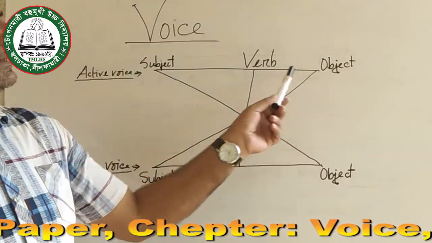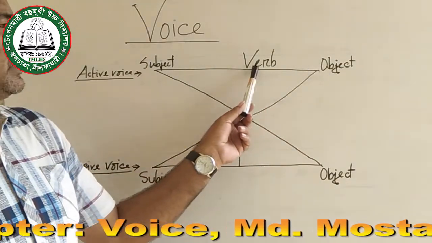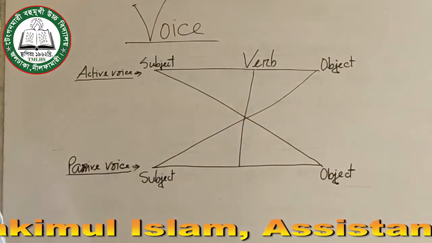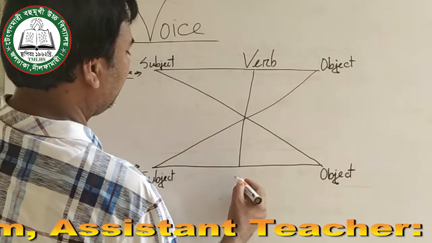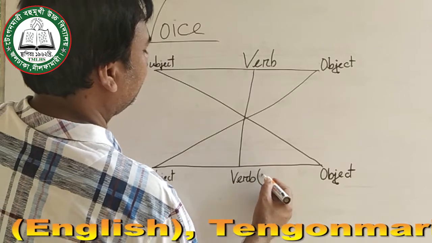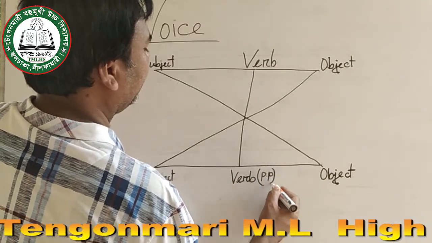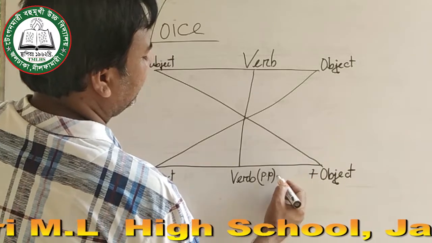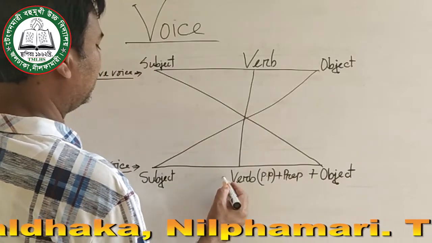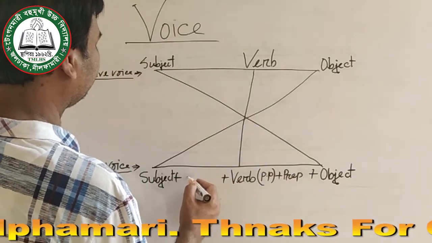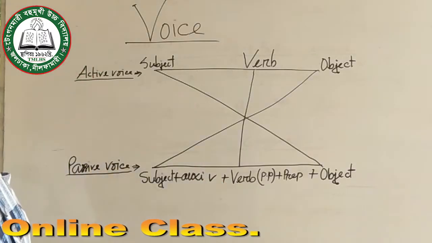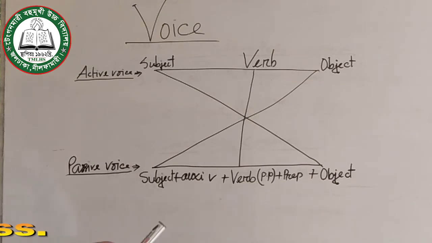This is the active voice: subject, verb, object. And here it is passive voice: subject. Dear student, here this is verb, PP. Dear student, here preposition. My dear student, look at here with attention.